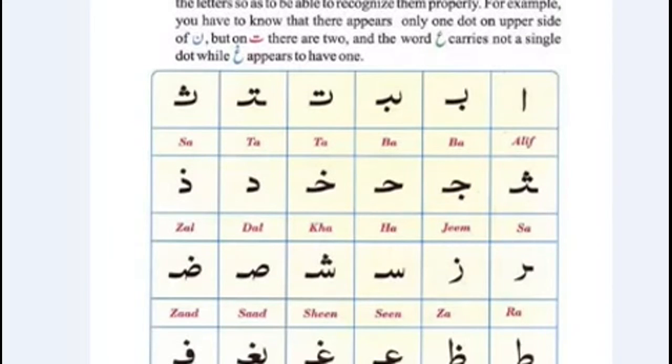Ghain. When ghain connects with the next letter, it is in this shape. Ghain. When ghain comes between two letters, it is in this shape. Fa. When fa connects with the next letter, it is in this shape.